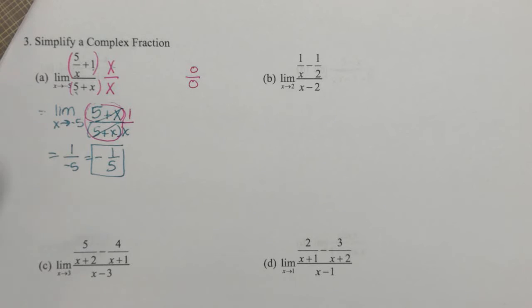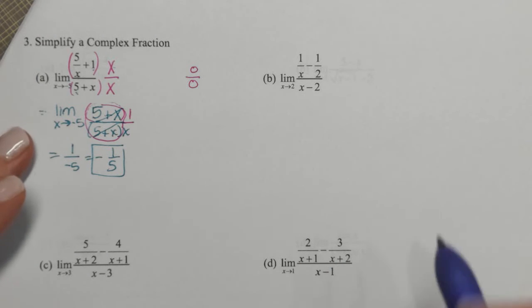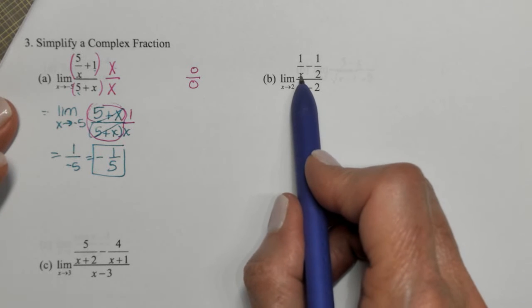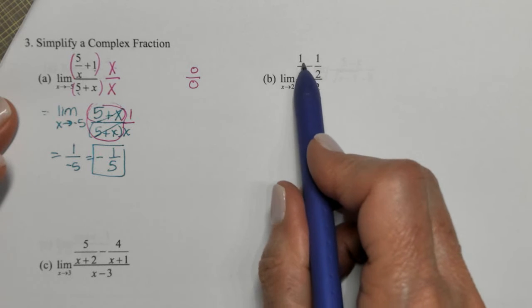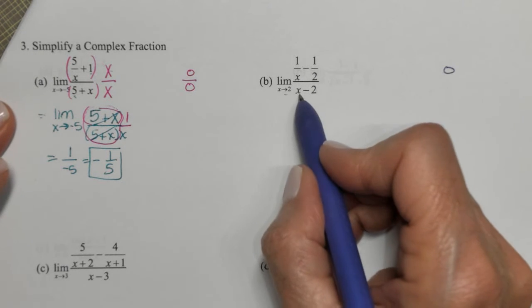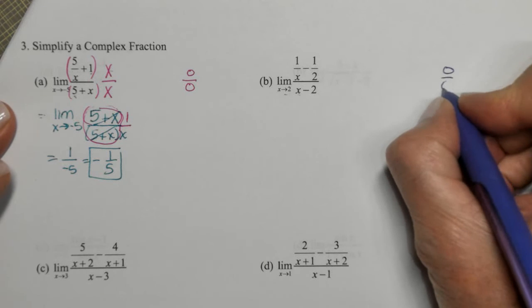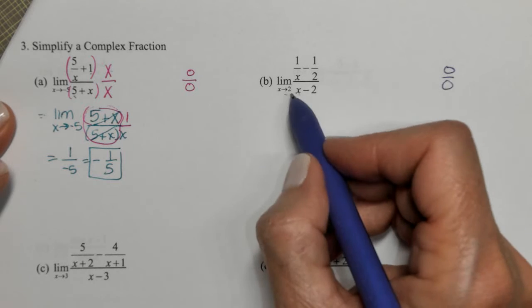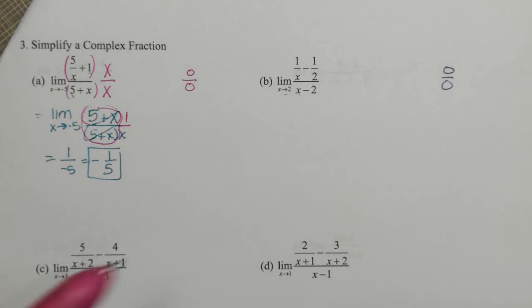All right, let's go to this one. Here we have, we're letting x go to 2. So if I just substitute, I'm going to have 1/2 minus 1/2, which is 0. And then I have 2 minus 2, which is 0. Indeterminate, and there's a hole. I just need to find it. It's hidden, right? So we're going to find the hole.